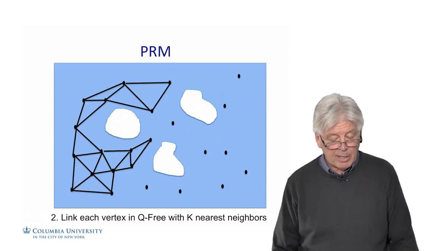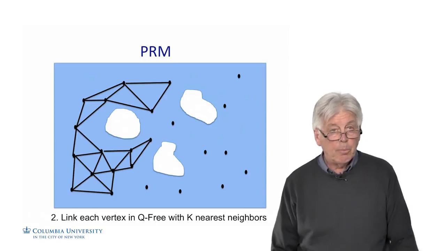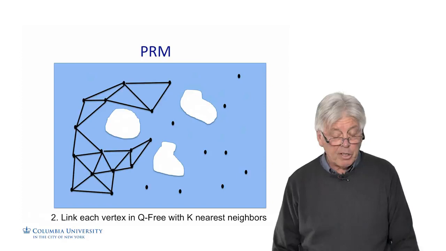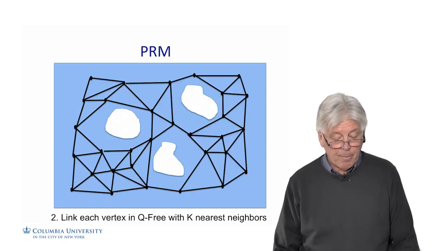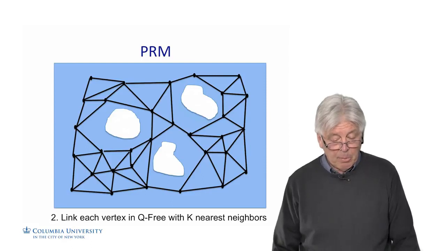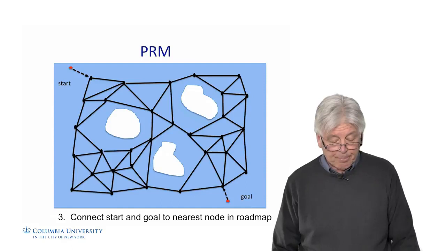Okay, so here you can see how we're building this graph. From each point, which is a configuration in free space, we find neighbors that are close by and connect up to them with an edge. And from that, we can build this graph, which is now what we call a roadmap.